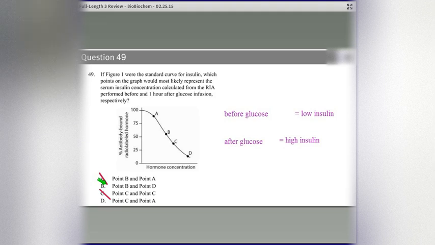What we're measuring is going to be the unlabeled hormone. So remember that, okay? What we're measuring is going to be this unlabeled insulin. So we want initially the unlabeled insulin to be low. So is it going to be the left side of the graph or the right side of the graph that shows low unlabeled insulin? Because I want you to note that the x-axis is that unlabeled insulin.